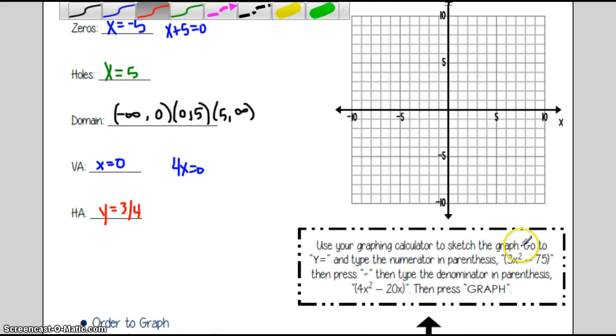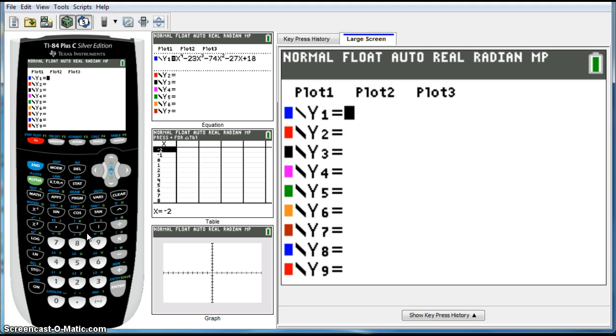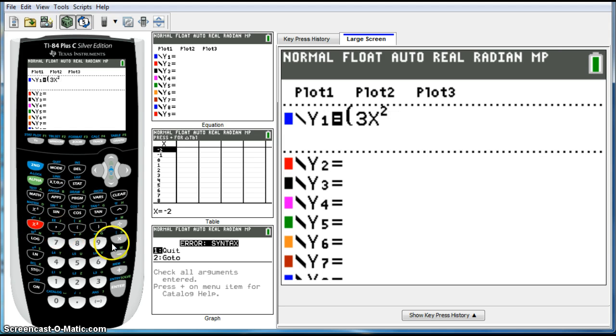So now let's go ahead and talk about how we graph this. We're going to use our graphing calculator to sketch the graph. We're going to go to the y equals button. All right. So we have y equals, and then we're going to type in parentheses, then 3x, and then the squared button, minus 75, close those parentheses, divided by 4x squared minus 20x, close parentheses. Then we're just going to hit the graph button.